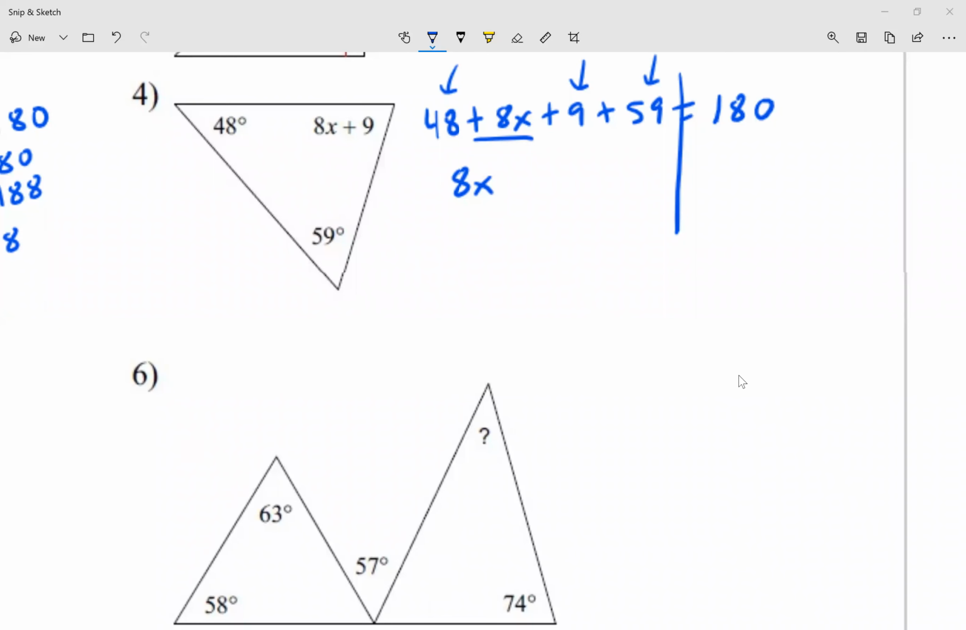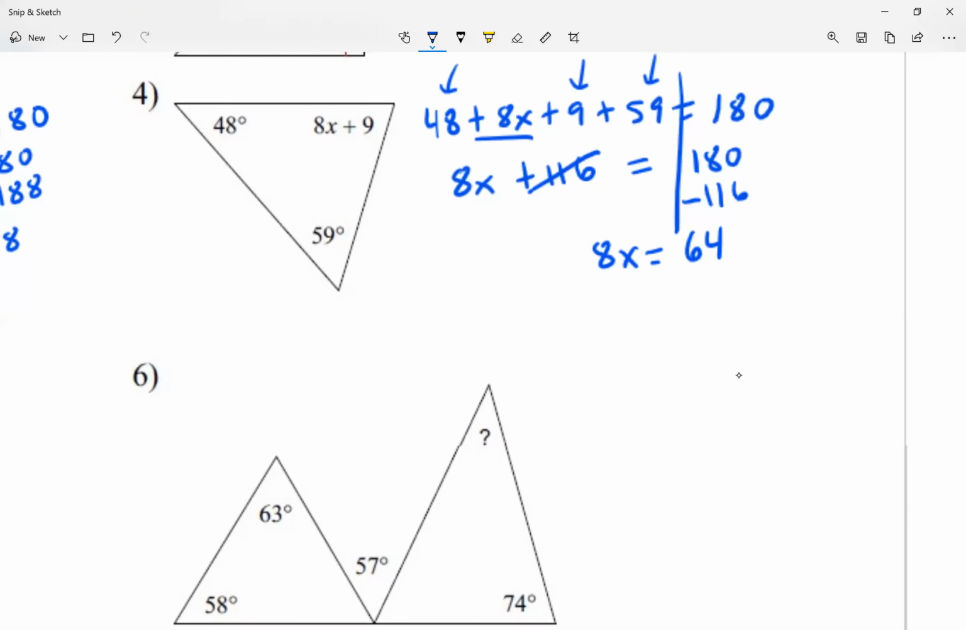Okay, 48 plus 9 plus 59, I know it's 116. So let me write plus 116. And all of this is equal to 180. I want the letter by itself. I want the 8x. So the plus 116, let me move it over as a minus 116. So I get that 8x is equal to positive 64. Right, 180 minus 116 is 64.